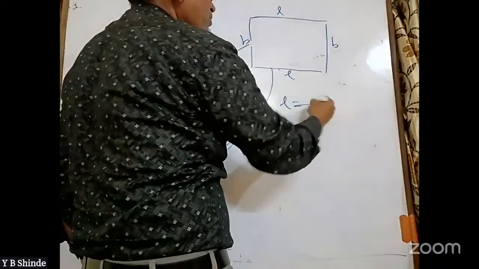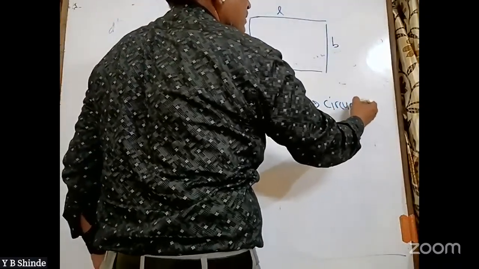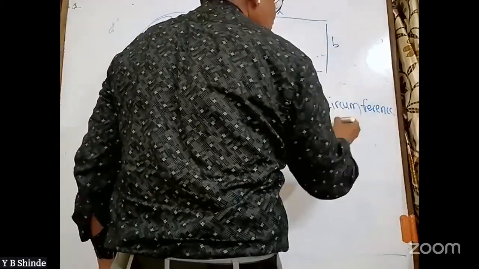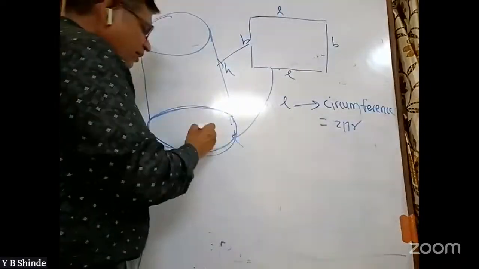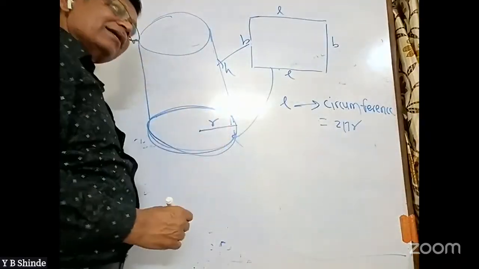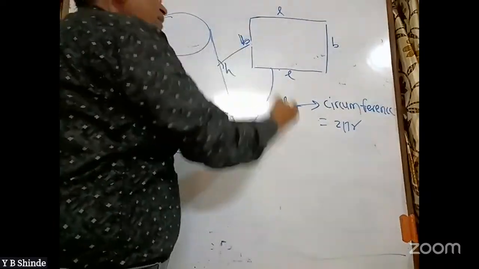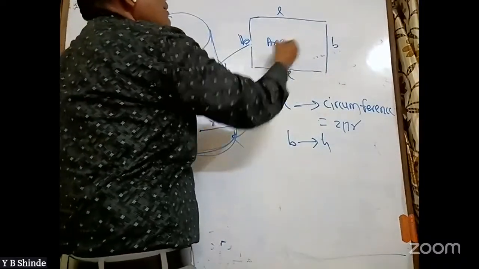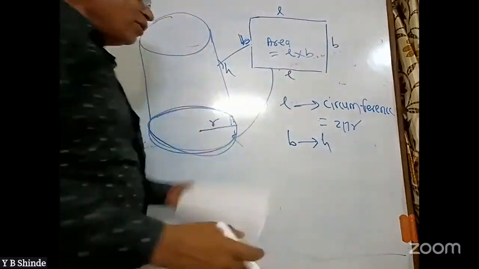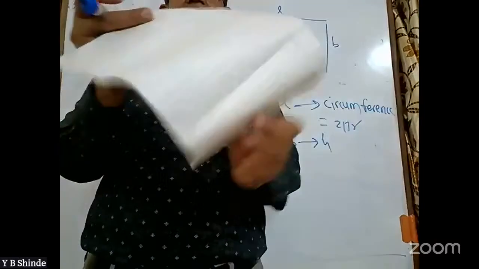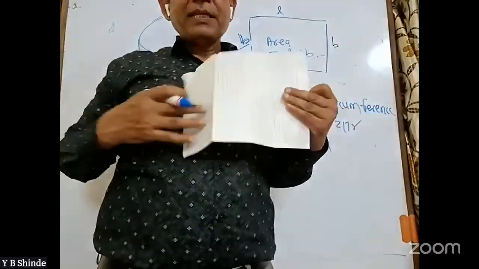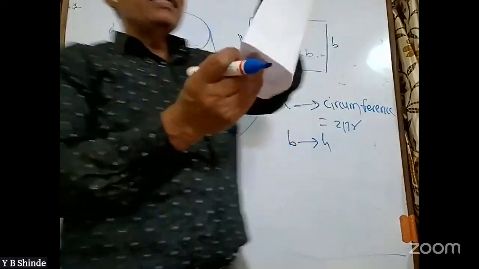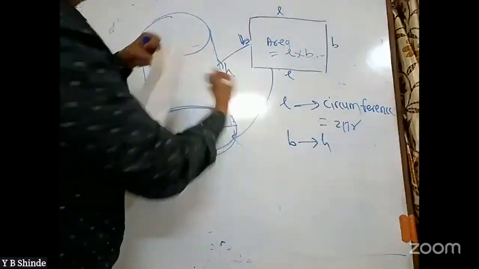Length is converted into what? Circumference of base, also circumference of top. And what is the formula of circumference? 2 pi r, if we consider the radius to be r. Now breadth is converted into H. So what is the area of this rectangle? L into B. This area becomes the curved surface area of the cylinder.